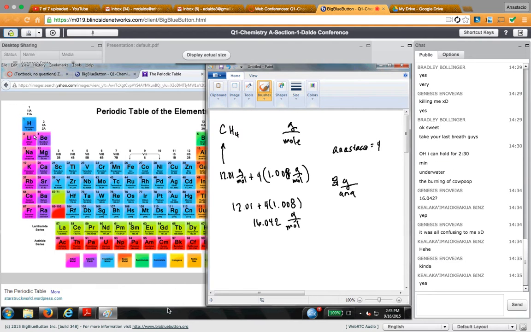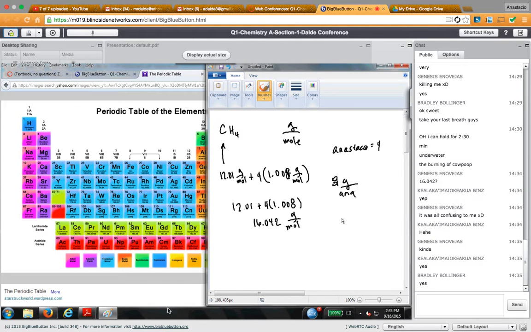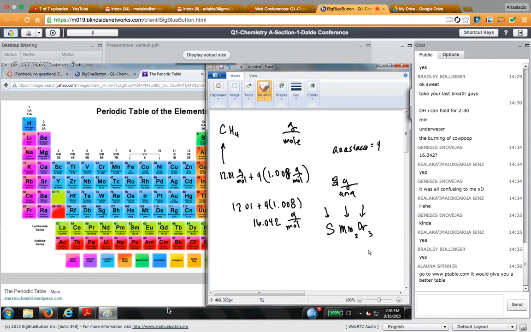And then I asked you to tell me what is the total mass of S'MMOR, something like that. And then there was a 2 over here and a 3 over here. So what you had to do was take the graham crackers, take the marshmallow molar mass, multiply it by 2, take the chocolate, multiply it by 3, and then add them all up together. Does that make sense?